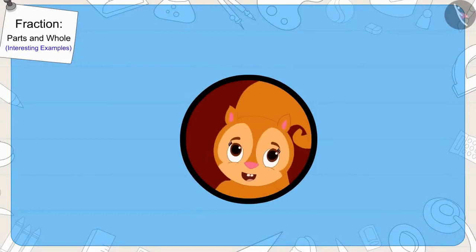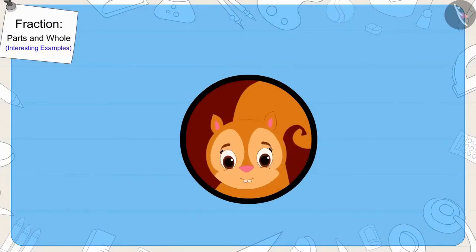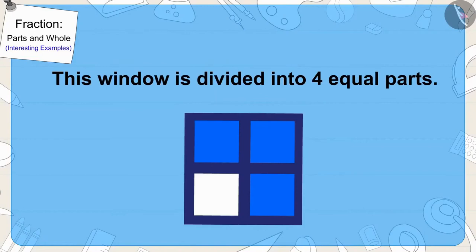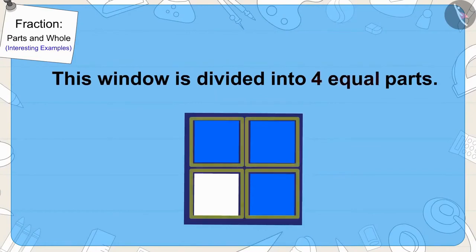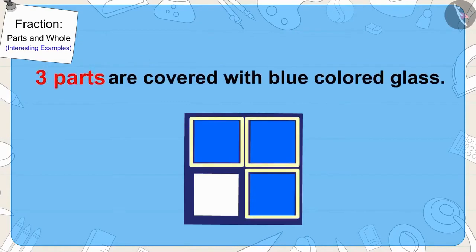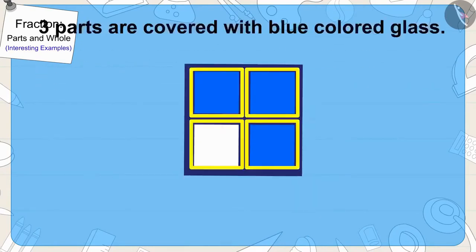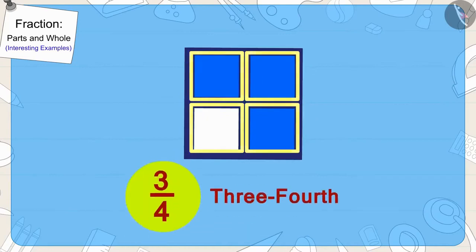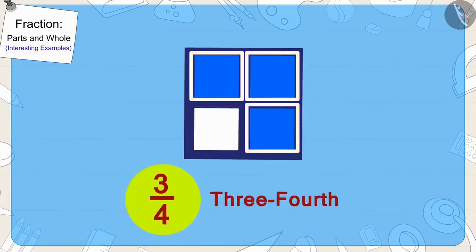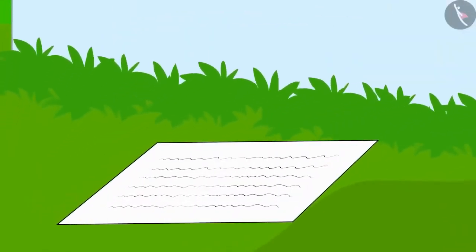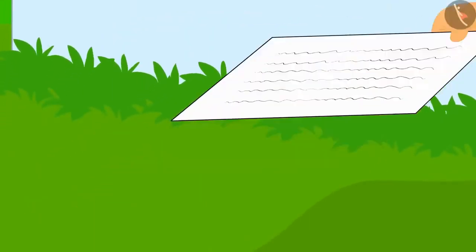Yes, your answer is absolutely correct. This window is divided into 4 equal parts, out of which 3 parts are covered with blue-colored glass. In this way, 3/4 of the window has blue glass. Chanda found her next clue under this window.